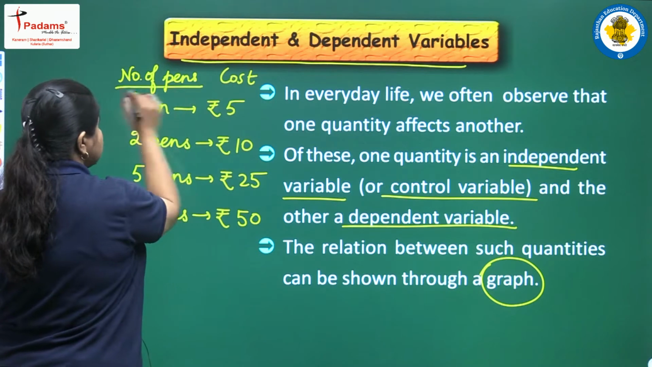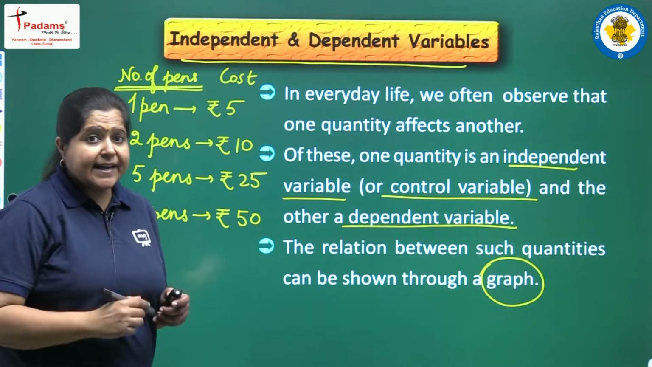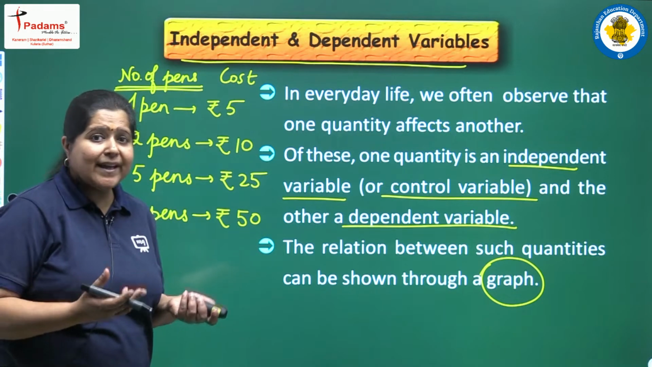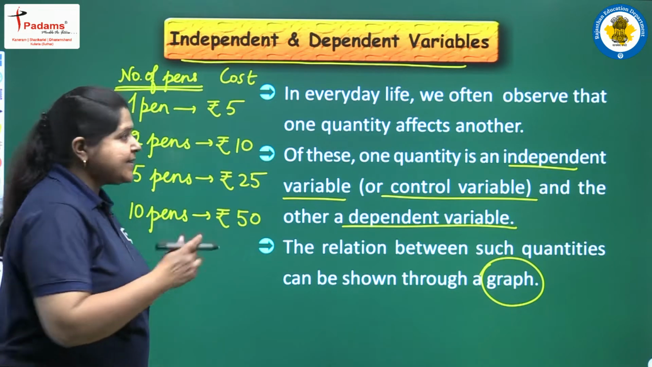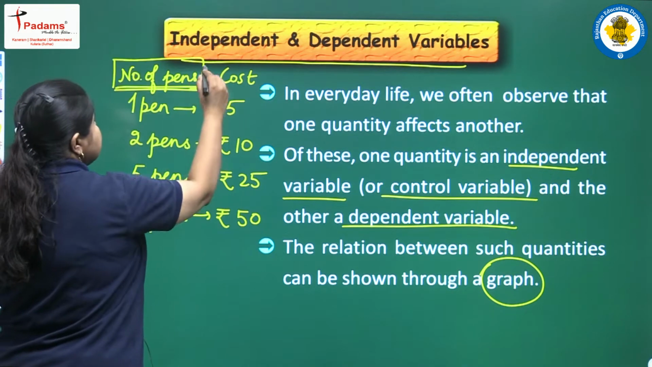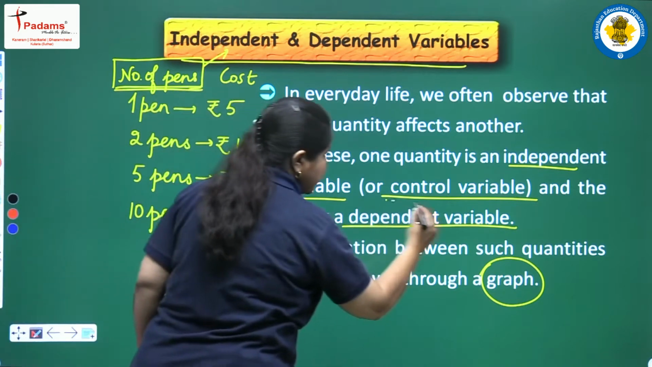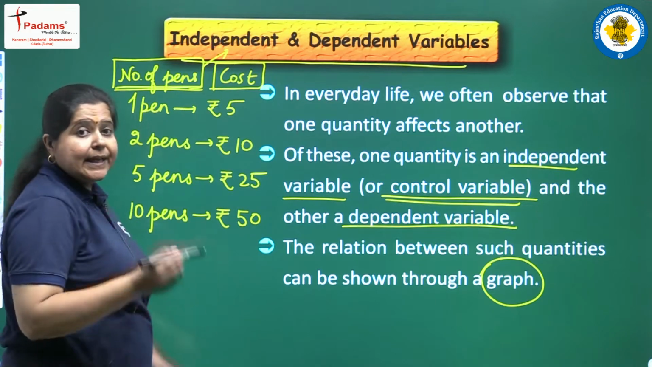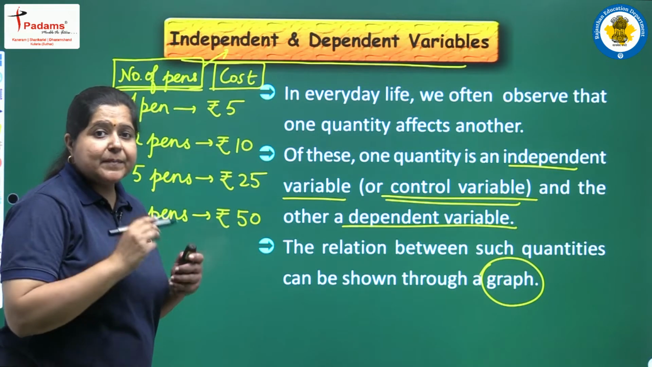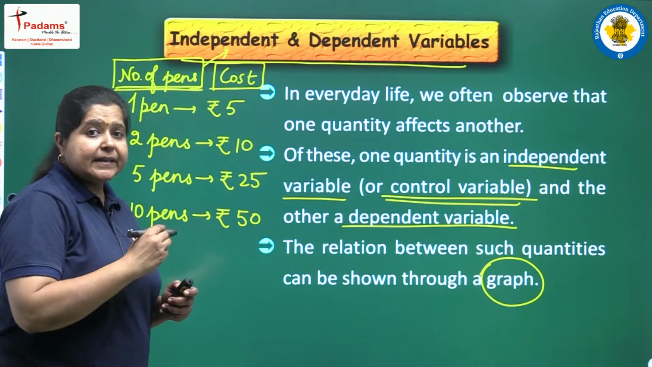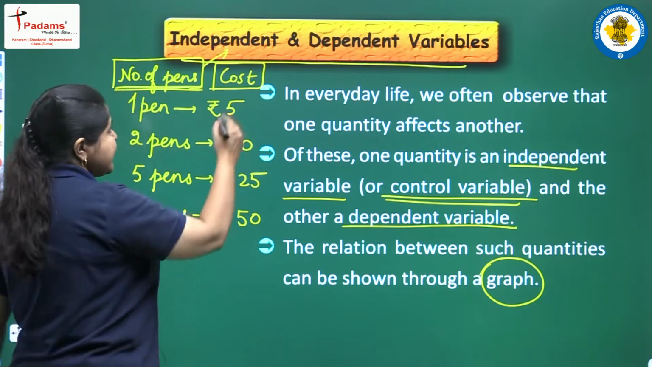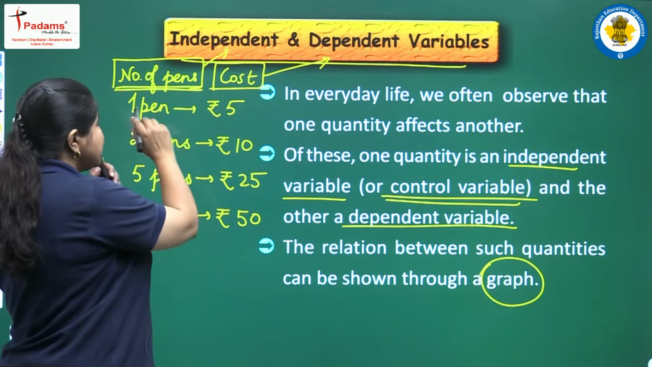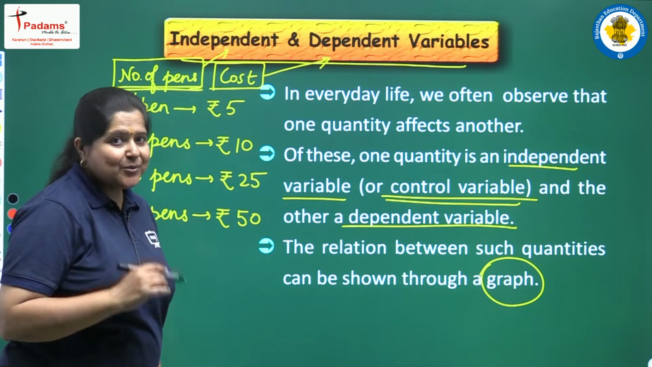Now this first quantity, number of pens, it is in our hands how many pens we are purchasing. कितने pens हम purchase करेंगे ये हमारे हाथों में है, हमारे control में है. And so this quantity is said to be independent variable or say control variable. And now this quantity cost, it depends on the number of pens purchased. कितने pen purchase किए गए हैं उस नंबर पर डिपेंड करता है कॉस्ट ऑफ पेन्स, and so this second quantity is said to be dependent variable, and the relationship between such variables can be shown through a graph.